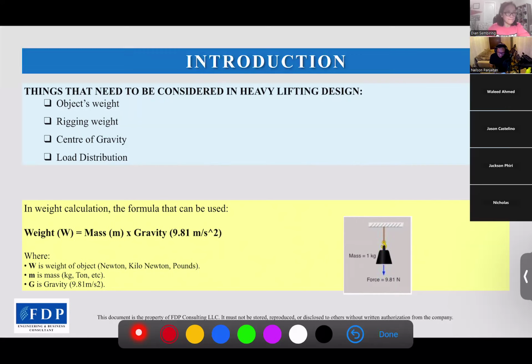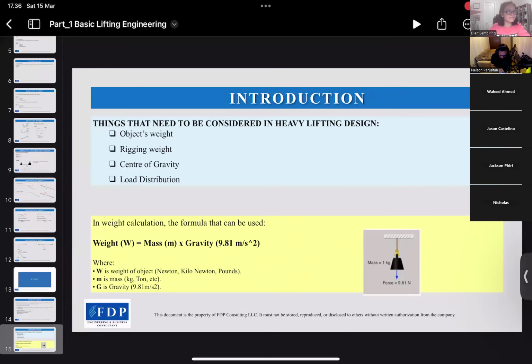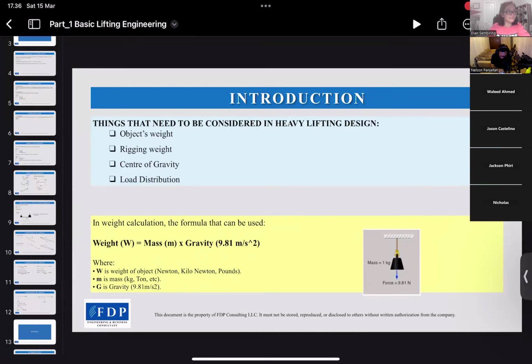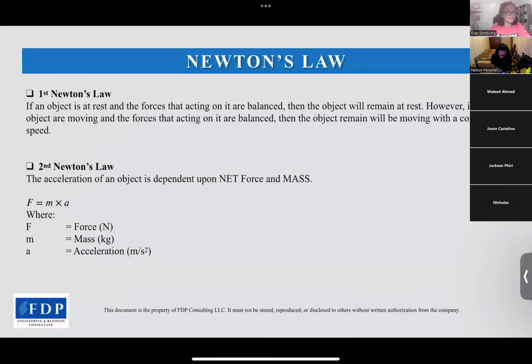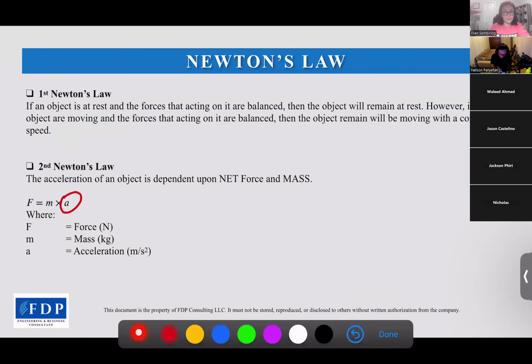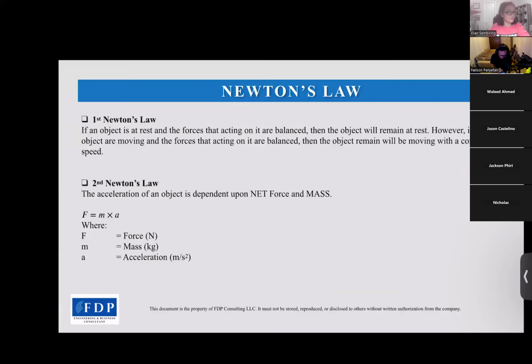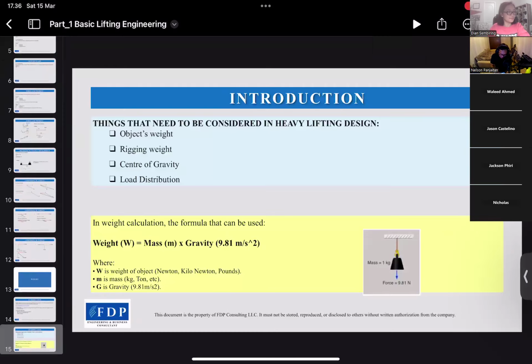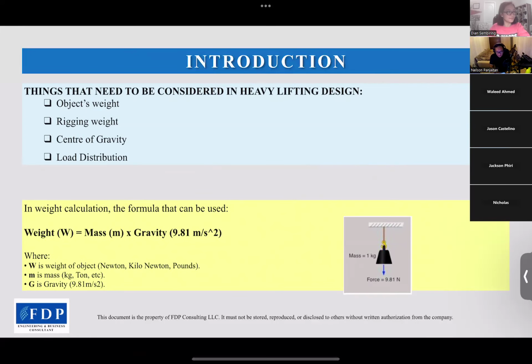This weight is a force unit, as we know before from Newton's law. The second Newton's law says F equals m times a, where a is acceleration, and the gravity is considered as acceleration. So when we're talking about weight, it's always in Newton or kilonewton, basically.